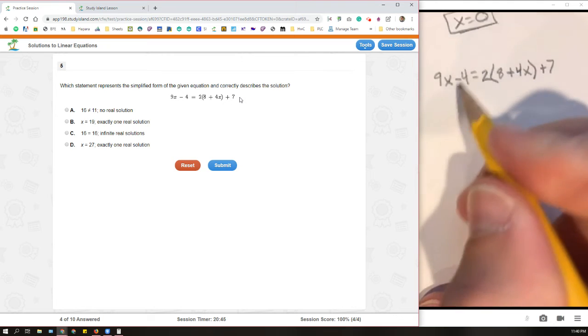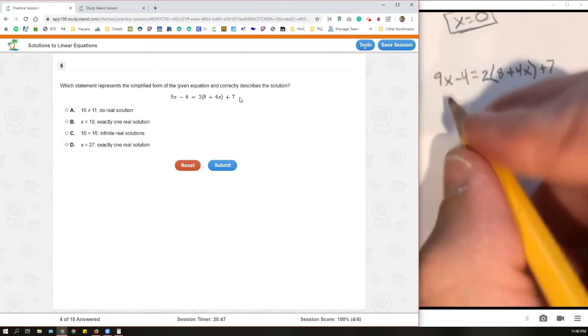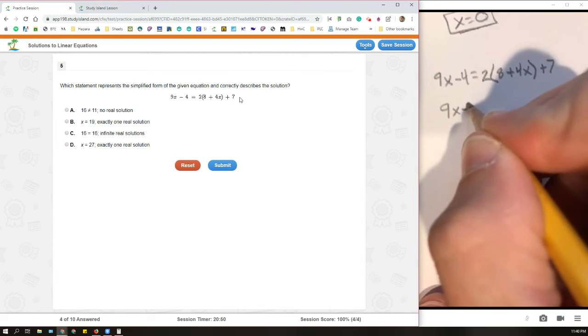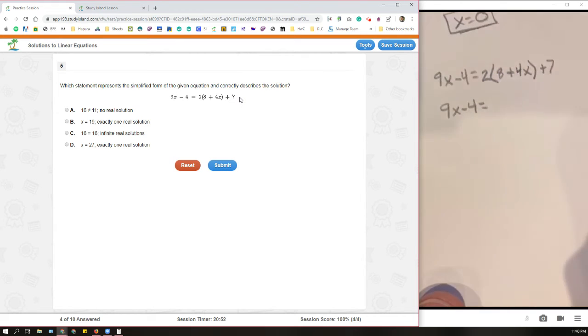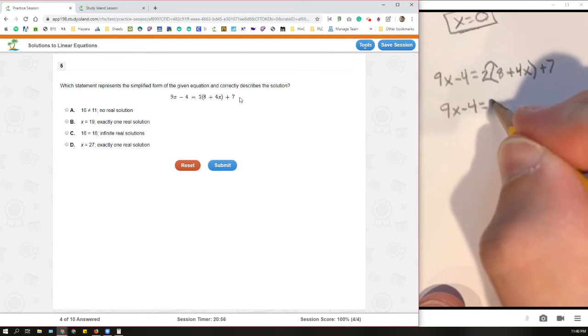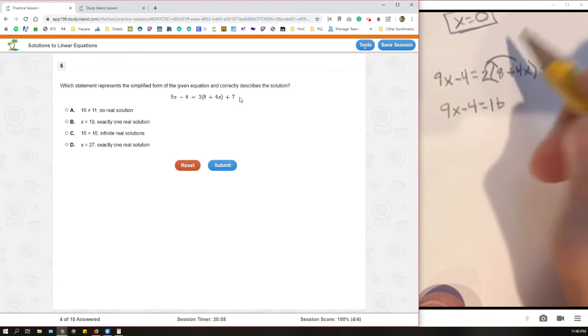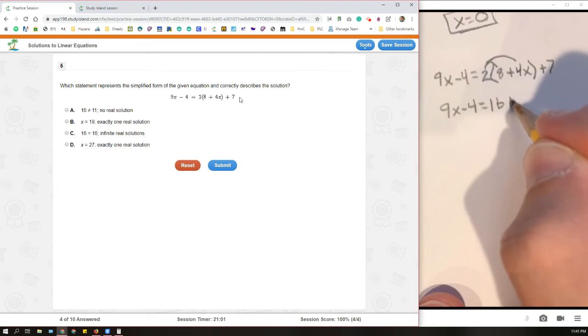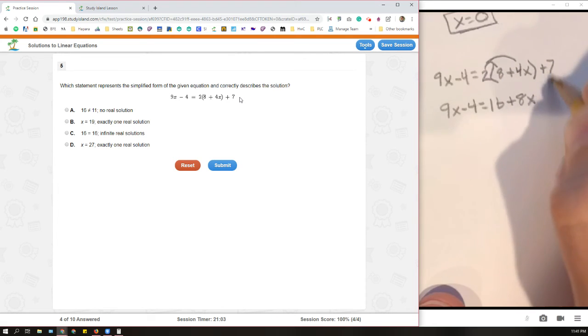Well, the left side is simplified. I can't put together 9x and minus 4, so I'm just going to bring those down. But I can start simplifying the right side, and the first thing I'm going to do is distribute to get rid of these parentheses. 2 times 8 is 16, and 2 times 4x is 8x. So I write 16 plus 8x. And then I bring down my plus 7.